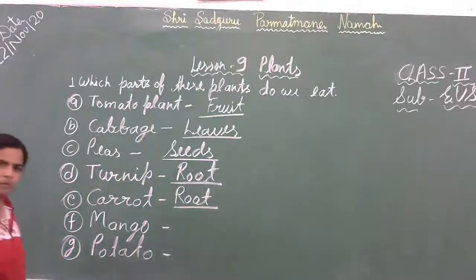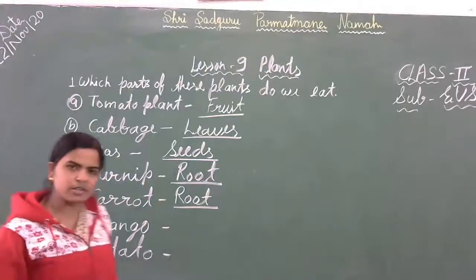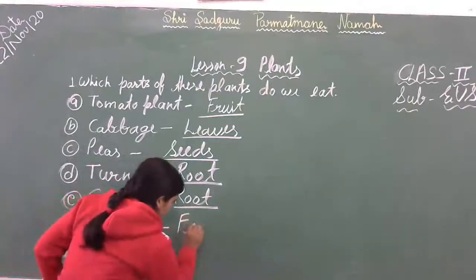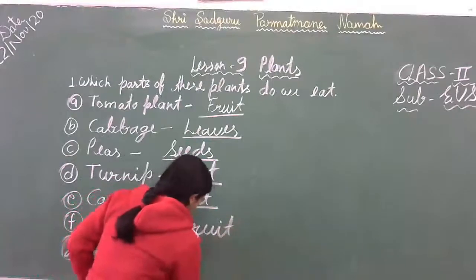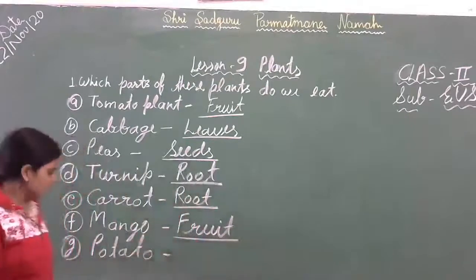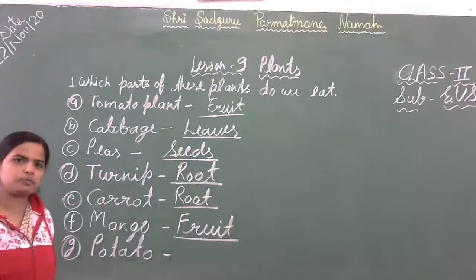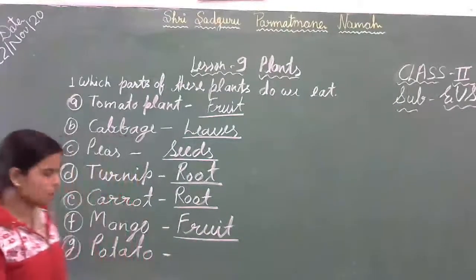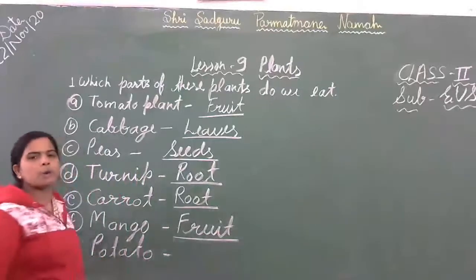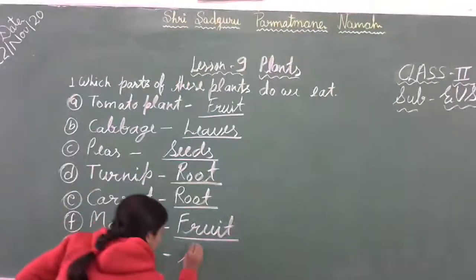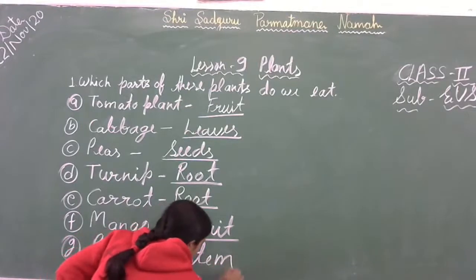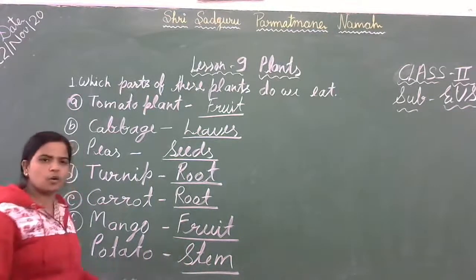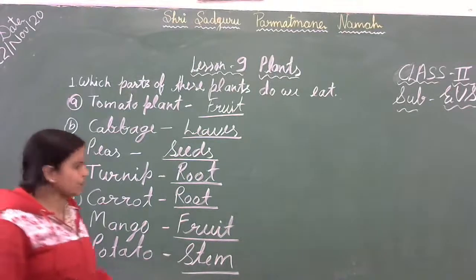Next is mango. Mango is a fruit. We eat fruit part. Next is potato. Potato is a stem part of the potato plant. We eat stem part of the potato plant.